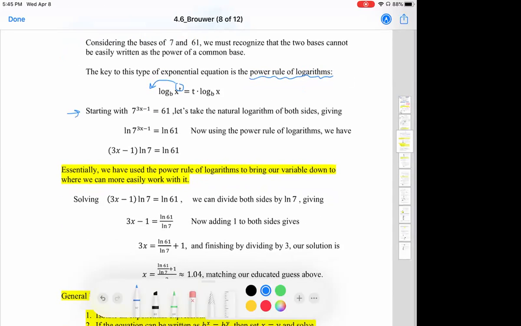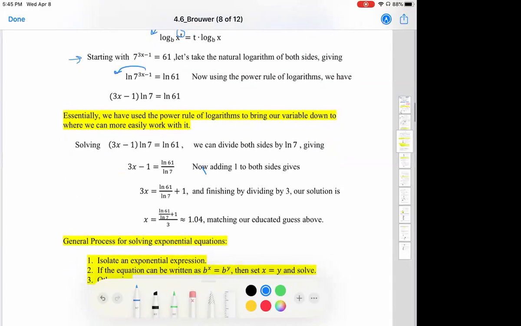Moving forward, starting with 7 raised to 3x minus 1 is equal to 61, let's take the natural logarithm of both sides. So you can use log or ln, it's a preference thing. So let's go ahead and write ln of both sides. If we do, you see how we just take ln and we write it in the front? That's all we're doing. Because we're doing it to both sides, it holds true. It's mathematically fair. Now, the whole purpose of this was to take this exponent and move it to the front. That's the whole purpose of writing ln, so that I no longer have to work with exponents.